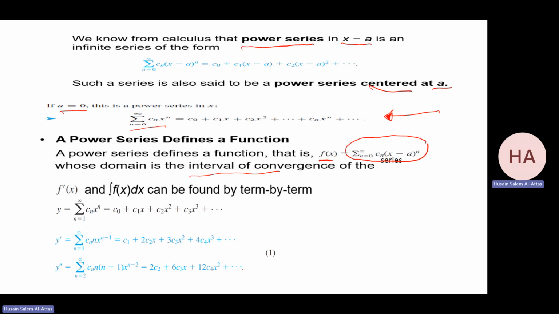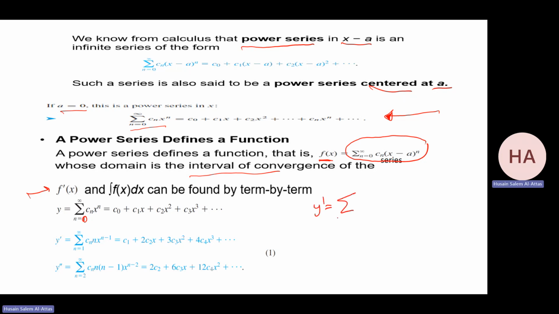Since it's a function, I can differentiate it. I can integrate it term by term. We are concerned about the derivative. So if y equals summation, this should be 0, sorry, Cn x to the power n, that will be C0 plus C1x plus C2x squared plus C3x cubed, and so on.